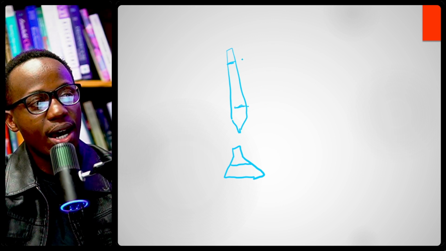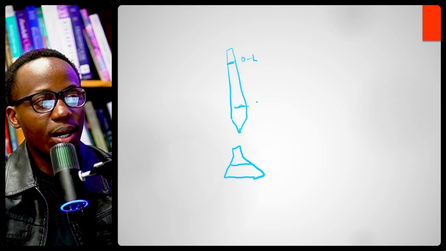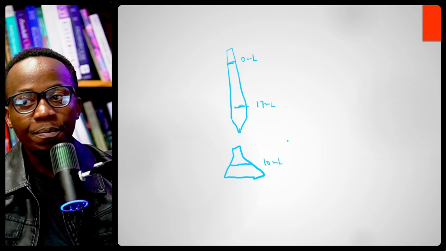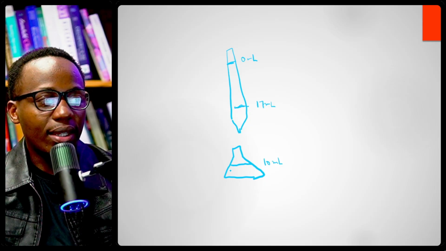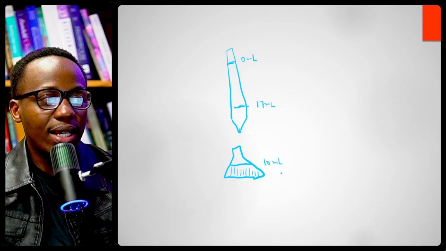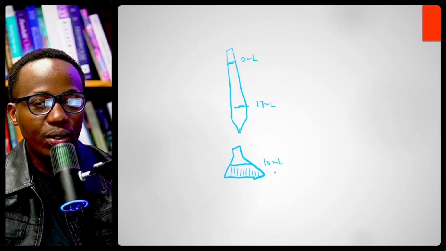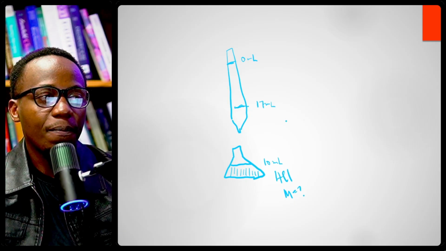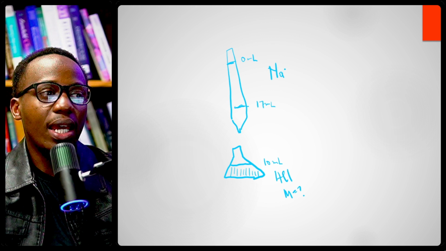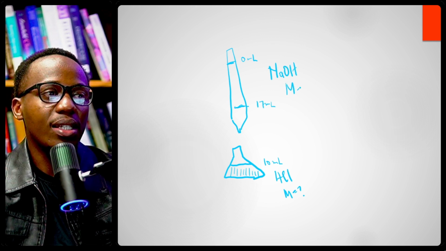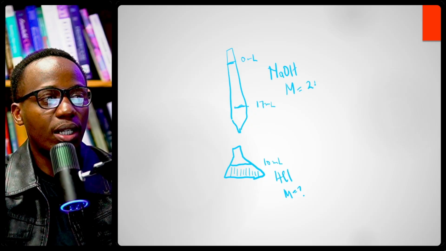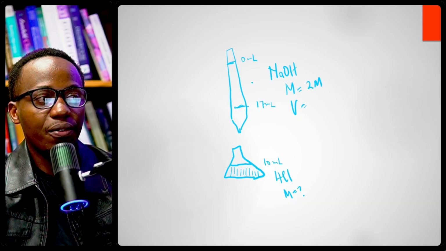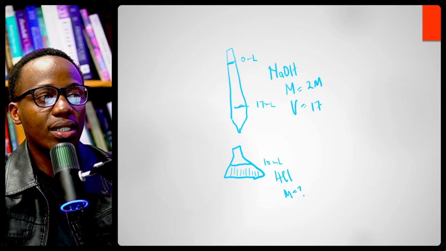So let's say you start at 0 milliliters and then you end up with 17 milliliters here. And then here you started at 10 milliliters. So let's say this is an acid. I think I gave you an unknown concentration of acid. So the acid is HCl, but the concentration in molarity is unknown. And then we're titrating NaOH. What's the concentration of NaOH? Let's say we have 2 molar. And then the volume of NaOH that you've added, you will know because you did it yourself, from the beginning to the end. Let's say we have 17 milliliters.